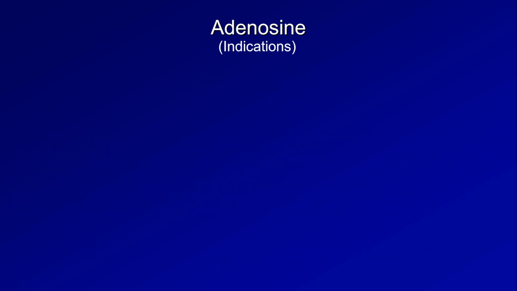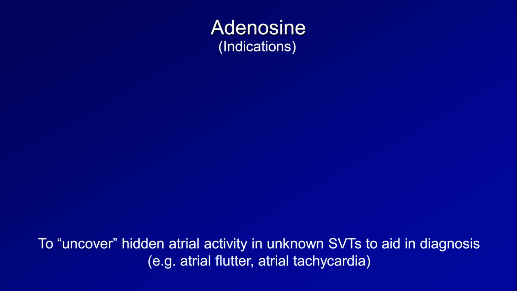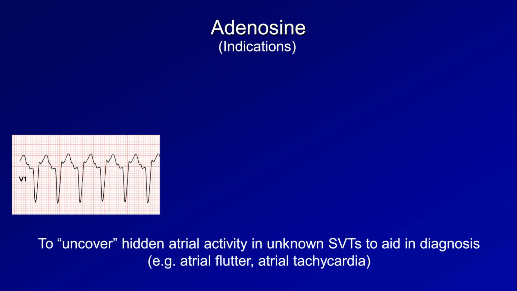The second indication for adenosine is to uncover hidden atrial activity in known supraventricular tachycardias to aid in diagnosis. This is particularly helpful when trying to distinguish atrial flutter and atrial tachycardia from other rhythms. So here is part of another rhythm strip. It's difficult to tell what's going on here with any degree of certainty. There are definitely some extra waveforms that are in the beginning of the T wave that are suggestive of atrial activity, but you can't be certain what's going on when the rate is this fast.